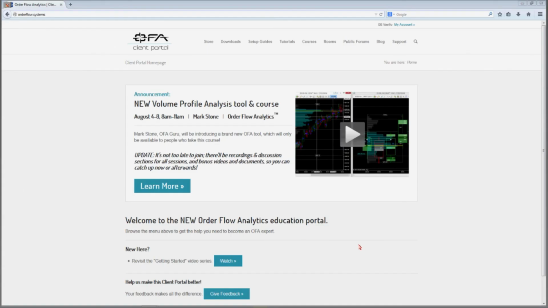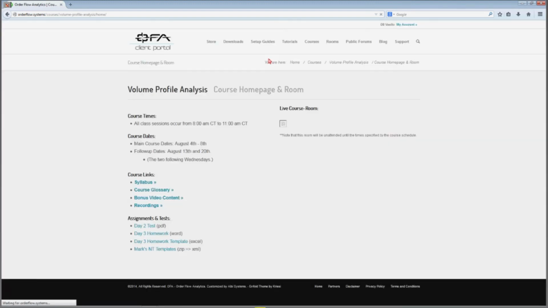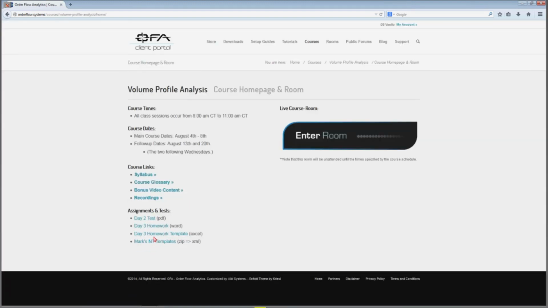Okay, this is the client portal. And just so you guys know where everything is located, if you go up to the top, courses, you'll see the volume profile analysis listed there. Course homepage and room, same place where you log in the morning. All of the homework and Mark's templates and the test and things like that are located right here, as well as up above that, the recordings.